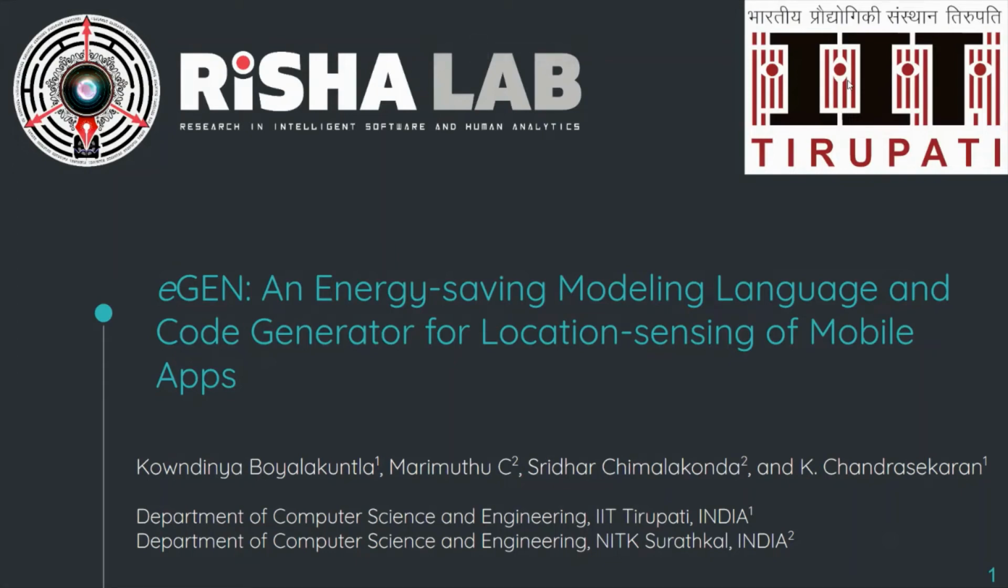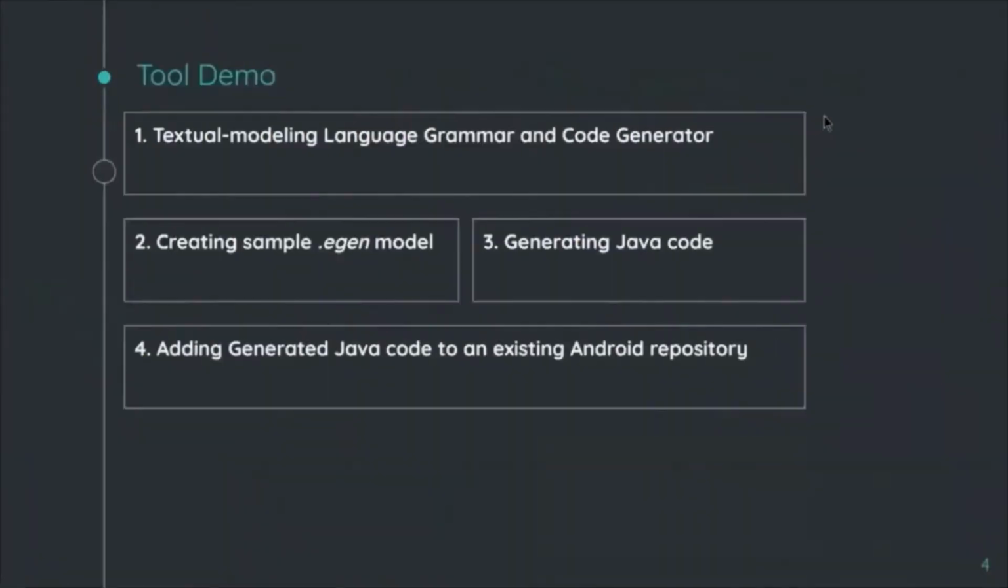In this video, I'm going to present a domain-specific modeling language and a code generator towards reducing battery consumption in location sensing of Android apps. eGEN is developed using Xtext and Xtend as an Eclipse plugin. Let's now look at the eGEN grammar and code generator.